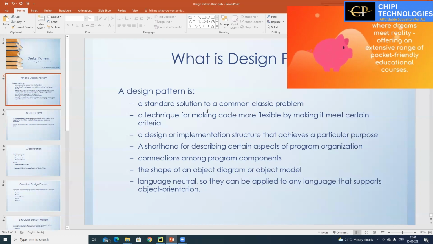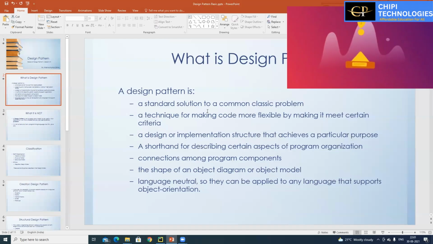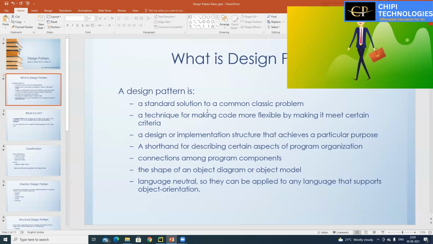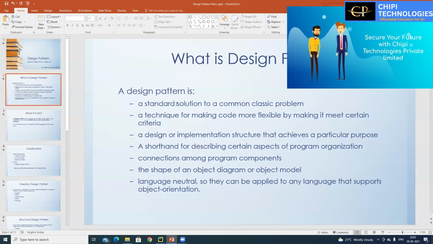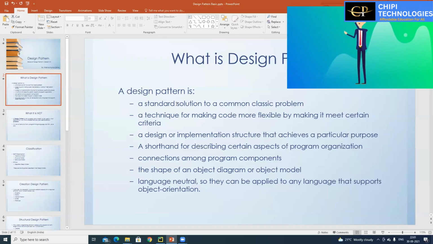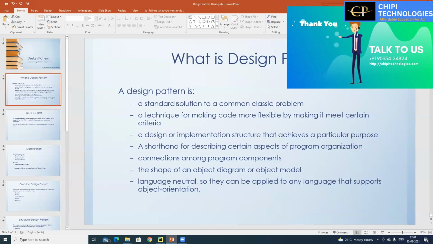So then, okay, now it is defined. I'll just say use the singleton design pattern, and you will get it. Anybody else who knows about the singleton design pattern will get it. I don't have to explain a lot, right? So it's a kind of standard solution to a common classic problem. Okay, now it says this is a technique for making code more flexible by making it meet certain criteria, right? So one is this, it's a standard solution.